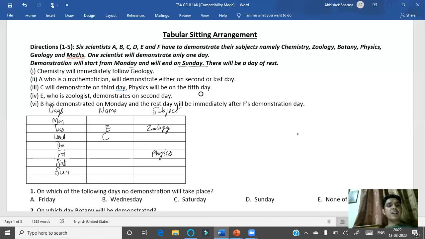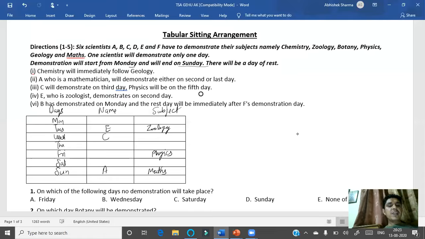Thereafter, if we come back to the second statement, that is A, who is a mathematician, will demonstrate either on second or last day. So friends, on second day, E has already demonstrated. That means A will demonstrate on last day, and the last day is Sunday. And the subject of A is mathematics. So here we can write maths. Okay.